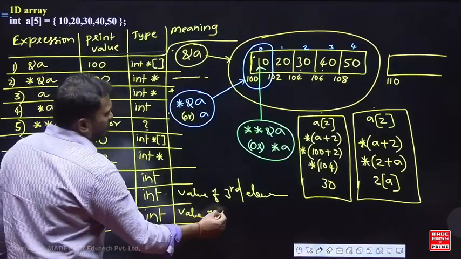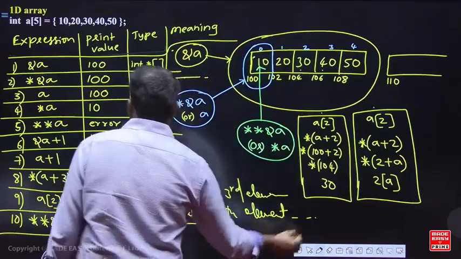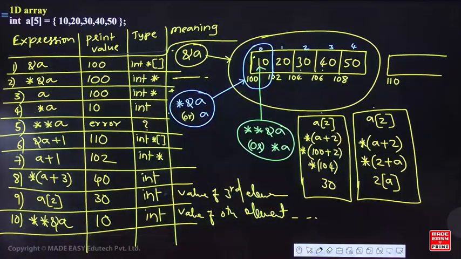What is this? Value of the 0th element of the array.